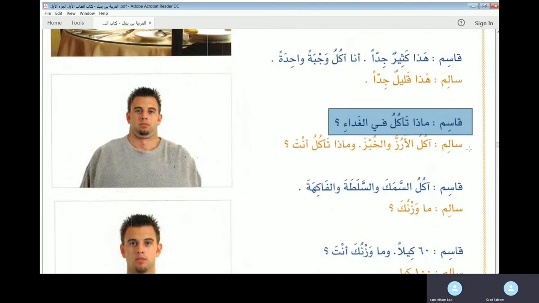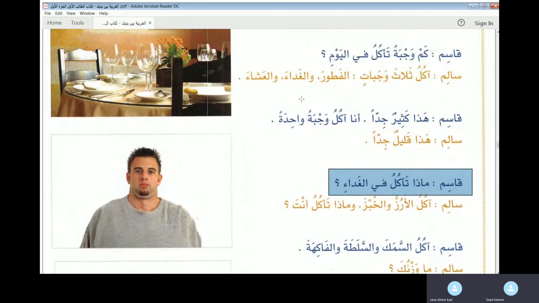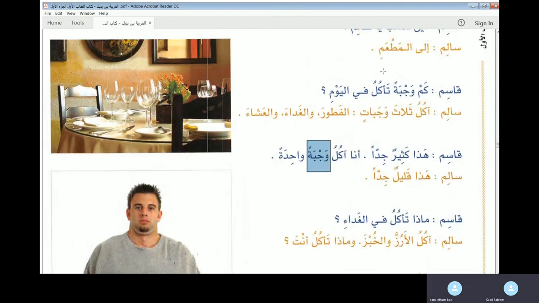So wajabat means meals, right? Yes, whereas wajba means one meal. Wajabat is plural, meals. So the first question on the top says, kam wajbatan ta'kulu fil yawm. It means how many meals you eat. In English we translate it as a plural word, but in Arabic, because of the word kam, we cannot use a plural word here. After the word kam, we always use a singular word, wahid, mufrad, and it should be mansub, with fatha on it. So after the word kam, the next word should be singular and mansub. It should have these two qualities.